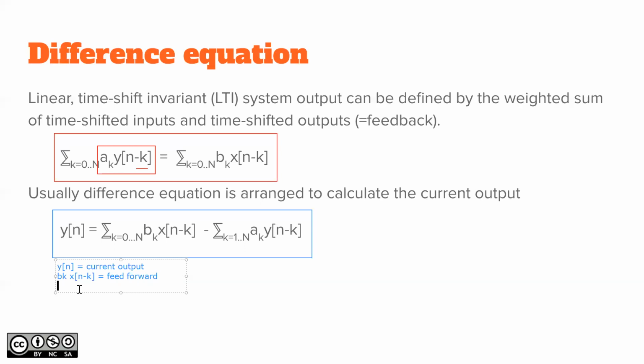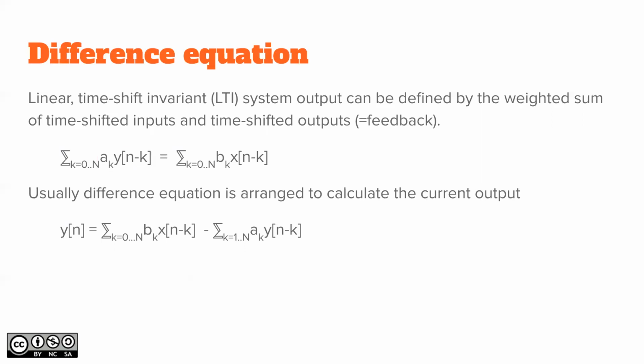And then the a_k y[n minus k] is the feedback term. Feedback of history. So history of output basically is fed into the system with some weights. Those weights, a and b, are called the system coefficients.